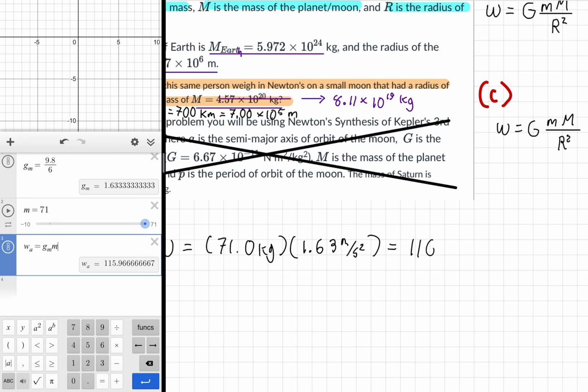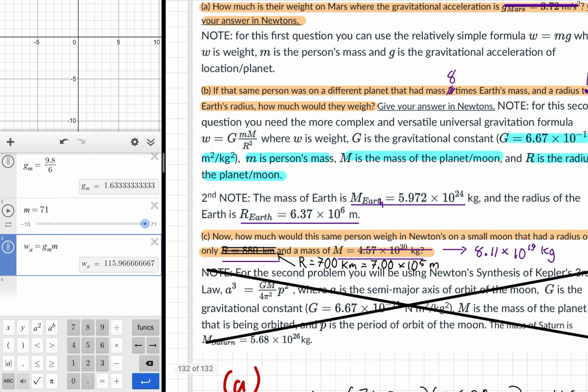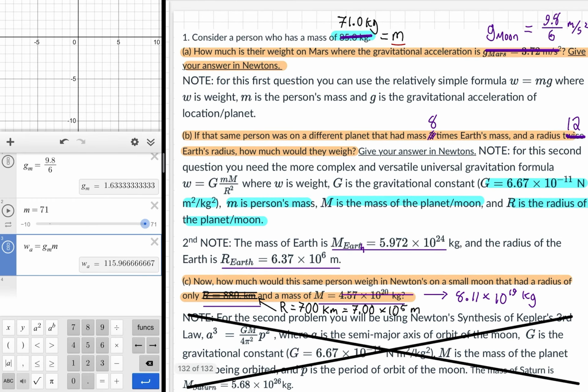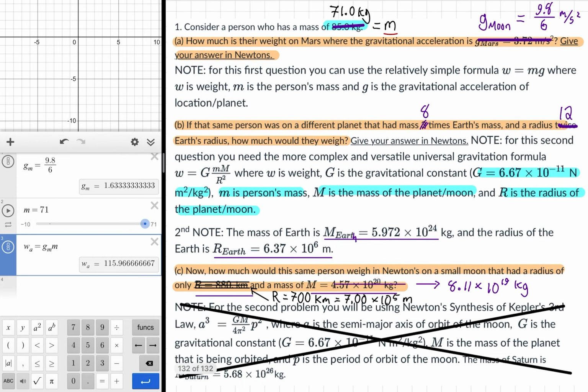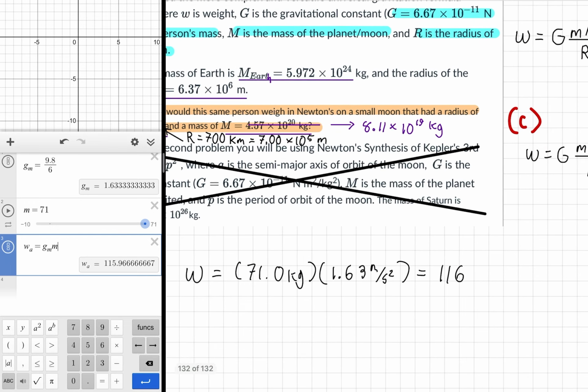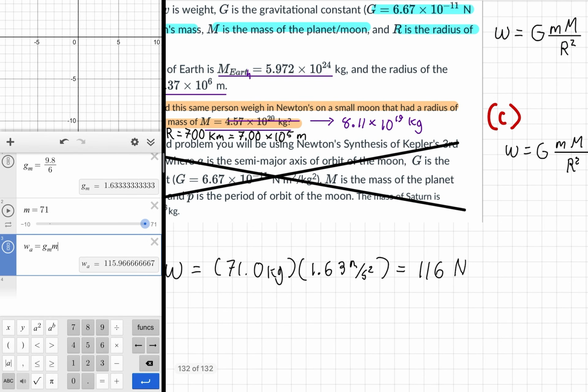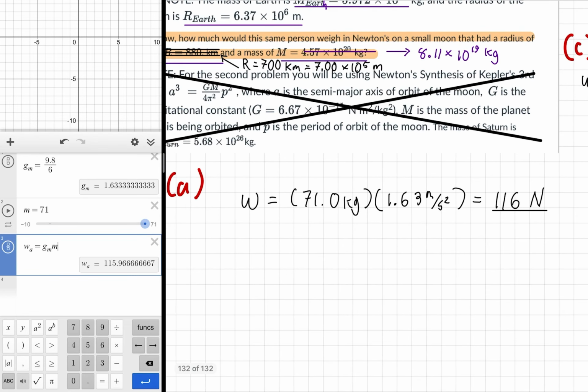So it's 116. And the body of the problem does say to give your answer in newtons, because that is the metric unit of force, and a weight is a force. In the imperial system that we use in America, our unit of force is the pound, but in the metric system it's the newton. All forces can be thought of, in the context of Newton's second law, as a mass times an acceleration. In this case, a mass times a gravitational acceleration.